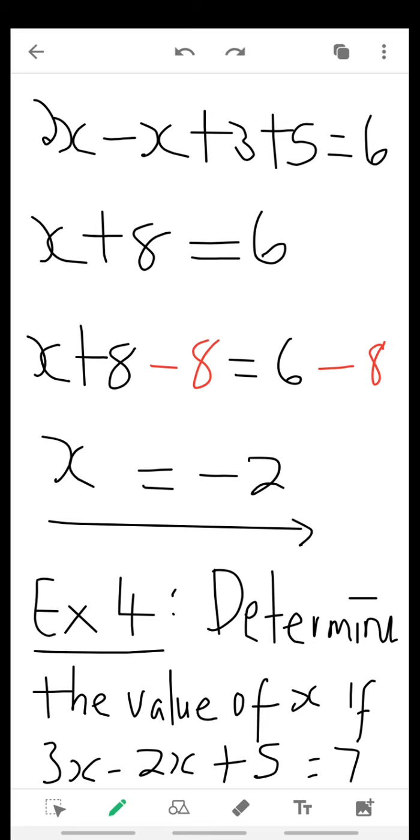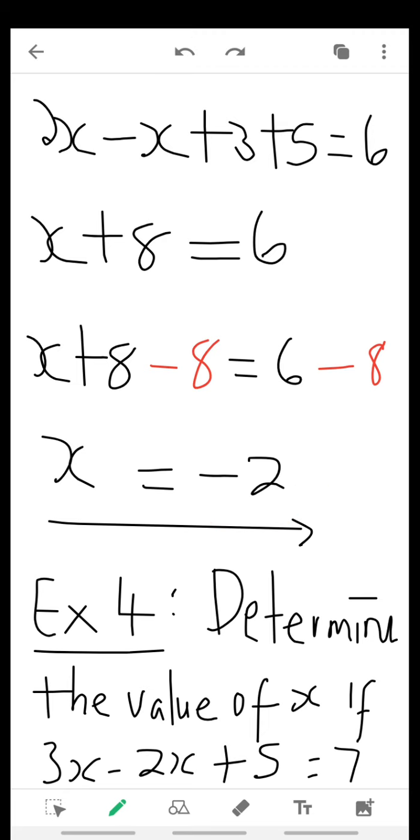But I'm not using inspection in this case, I'm using additive inverse. So for me to be left with x, I must get rid of the +8 by subtracting 8. That would be -8 on both sides. So +8 minus 8 cancel each other, and then 6 minus 8 in this case is -2. So the value of x is -2.